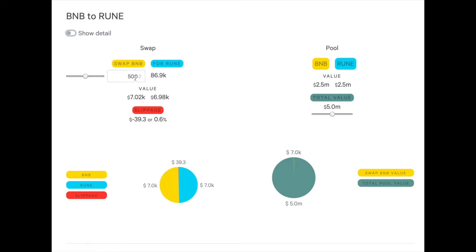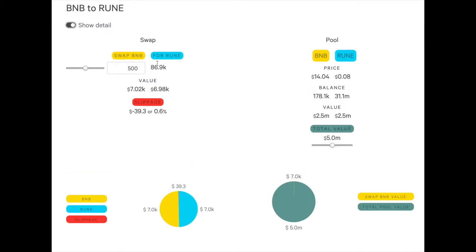So we're going to swap 500 BNB for 86.9 thousand RUNE. Right now, let's look at the prices. So right now, one BNB is worth $14.04 and one RUNE is worth $0.08. So what you can see now is that we're swapping in $7.02 thousand in BNB, so that's 500 times 14.04, and we're receiving $6.98 thousand in RUNE, and that's 86.9 thousand times 0.08.